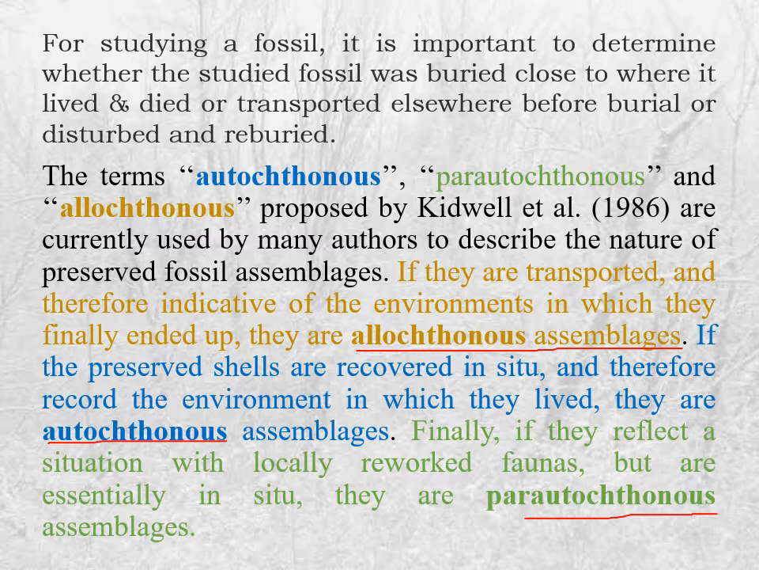So autochthonous means where an organism lived, after its death, it is deposited and preserved as a fossil at the same position. Allochthonous means where an organism lived, after its death, it is transported elsewhere and deposited and preserved as a fossil. That means some amount of transportation is there, and there is a difference between the living condition and the final fossilization condition of the organic remains. So those assemblages are known as allochthonous assemblages. And para-autochthonous means that an organism living in a condition, after its death, suffers some amount of transportation, but still stays in the same basin condition, the same environmental conditions. So those assemblages are known as para-autochthonous assemblages.